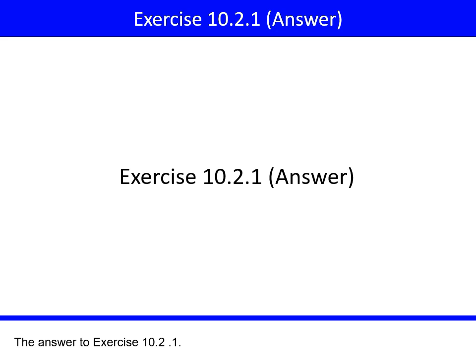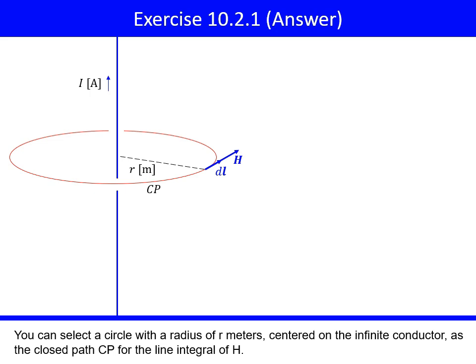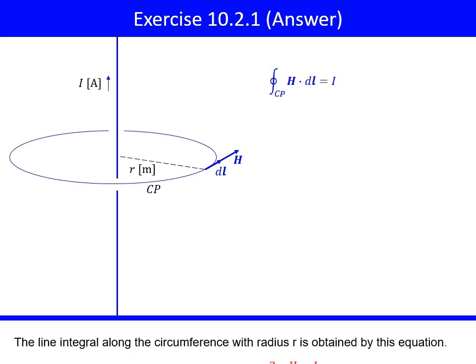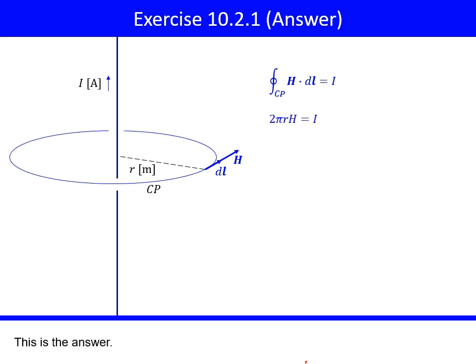The answer to exercise 10.2.1. You can select a circle with a radius of r meters, centered on the infinite conductor, as the closed path CP for the line integral of H. We can use Ampere's law. Due to the symmetry, H is tangential and has the same magnitude at each point on CP. The line integral along the circumference with radius r is obtained by this equation. This is the answer.